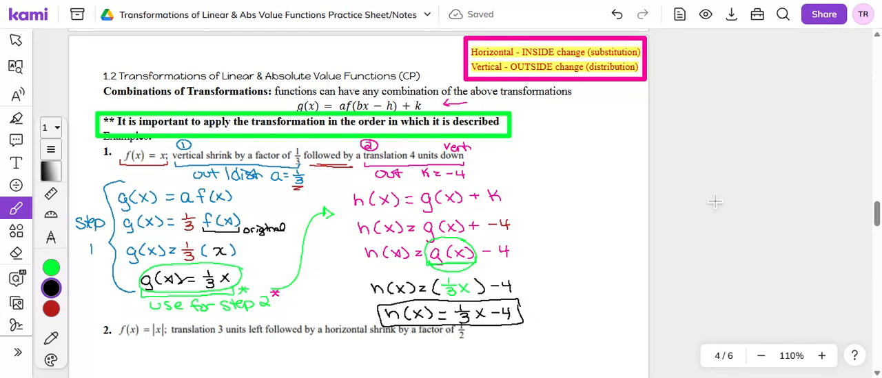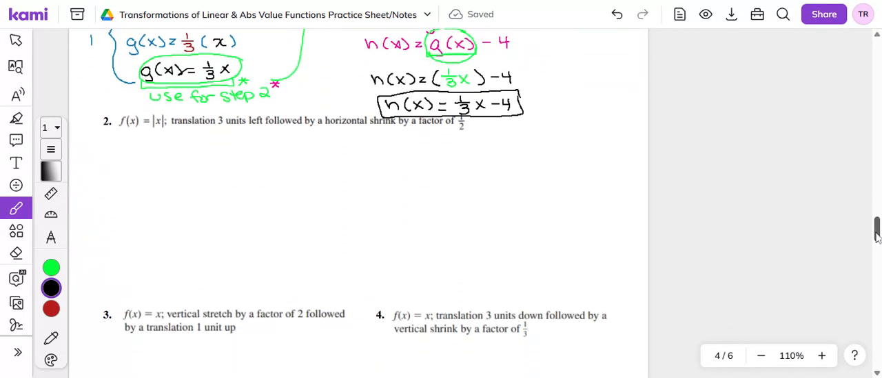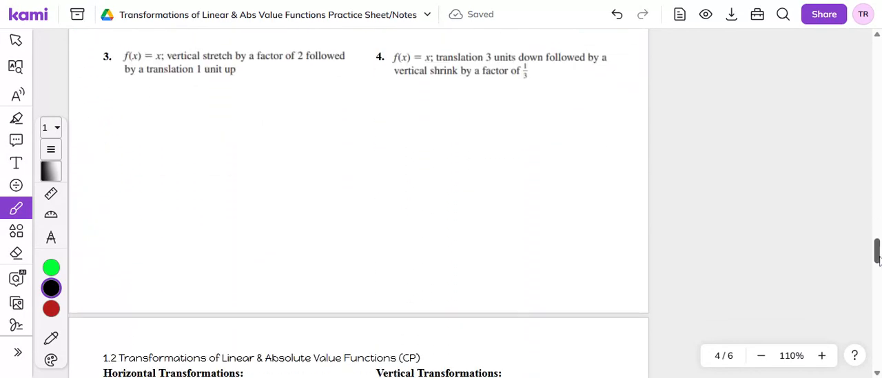Okay, there's a couple more of those for you to try, and I would like for you to try them on your own and check in. Again, I will be posting the full answer key.